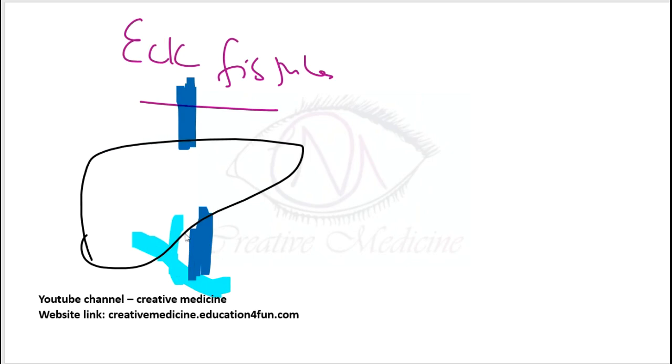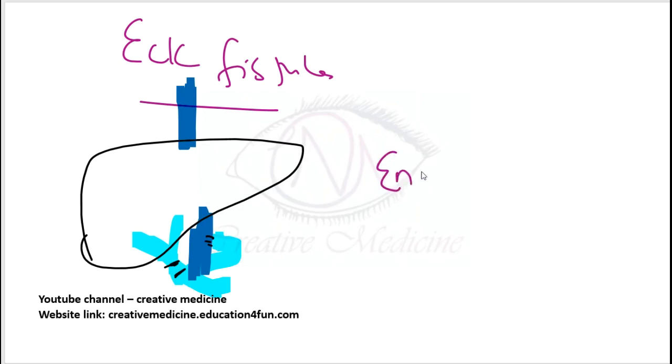In end-to-end portocaval fistula, the portal vein is ligated. The portal vein here you will ligate, and the distal part is anastomosed to the inferior vena cava. Now this distal part will go and anastomose with the inferior vena cava here. So this is the Eck fistula, which is also called side to side.